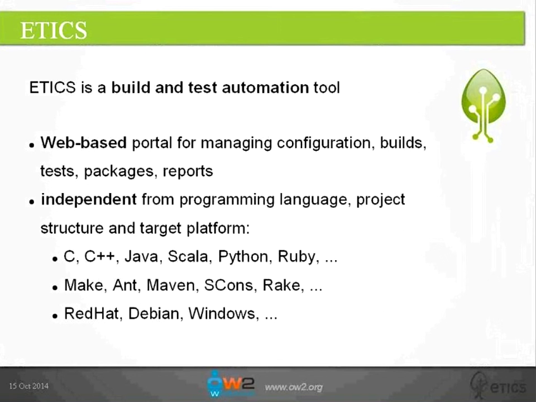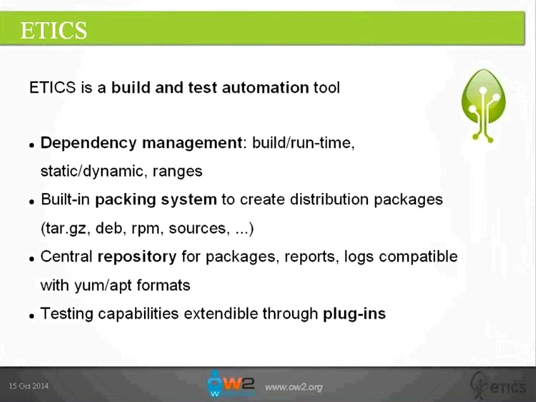And of course, it can compile and build, and analyze projects within different programming languages, from C to Java, Python, Ruby, and so on. And it's able to manage dependencies between software components. They are useful when analyzing the code, but also when building the code, because you can instruct ETICS how to actually find the dependencies that the code needs in order to be compiled.